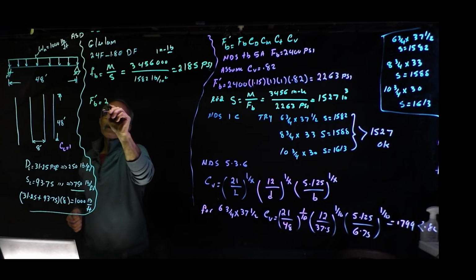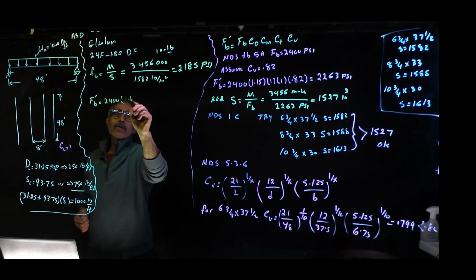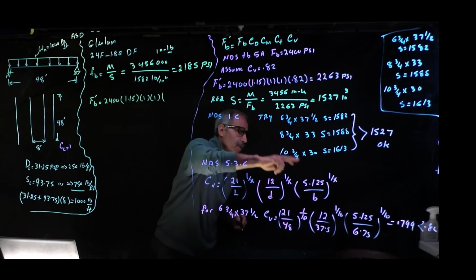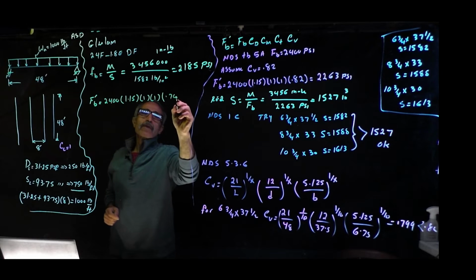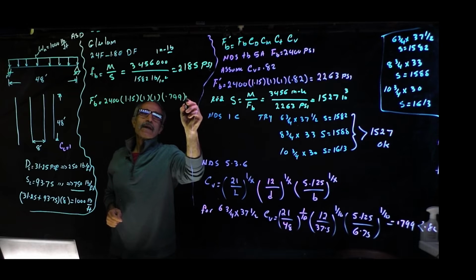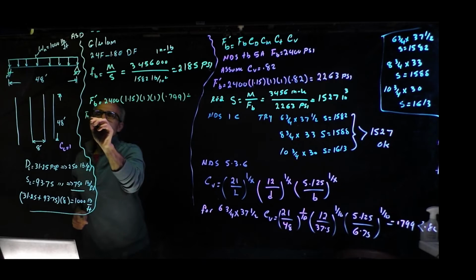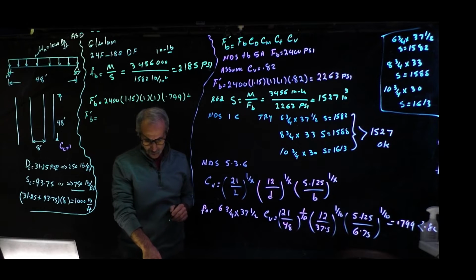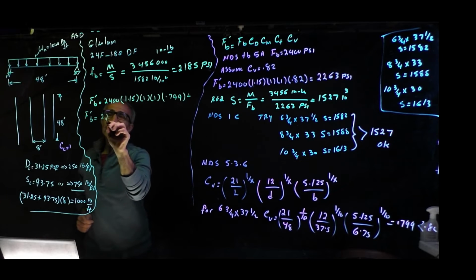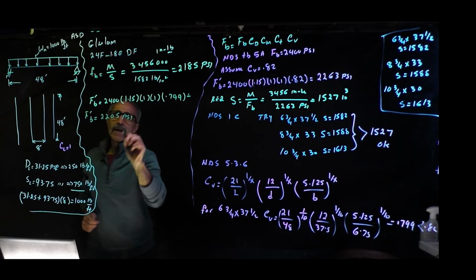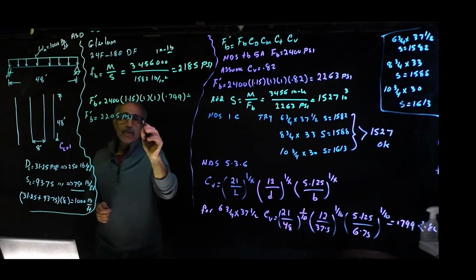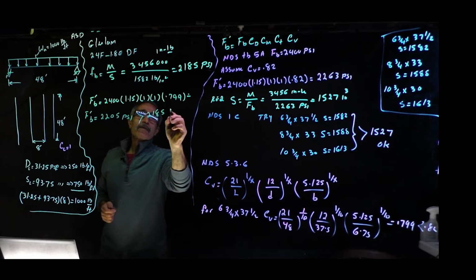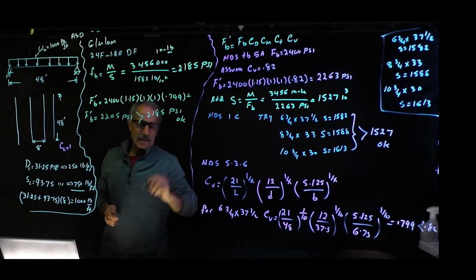FB was 2400, times 1.15, times 1, times another 1, and this time our CV came out to be 0.799. Now F prime B comes out to be 2205 psi. That is the capacity, which is bigger than the load of 2185 psi, and we're okay right there.